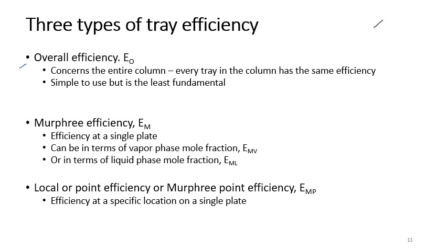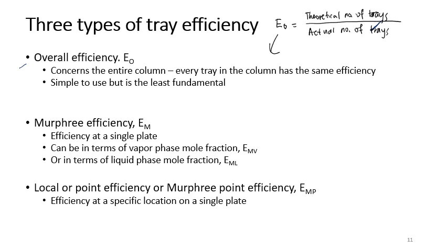So what is the normal efficiency definition? E_O equals, it refers to the entire column, the theoretical number of trays divided by the actual number of trays. This will give you the overall efficiency of the column.